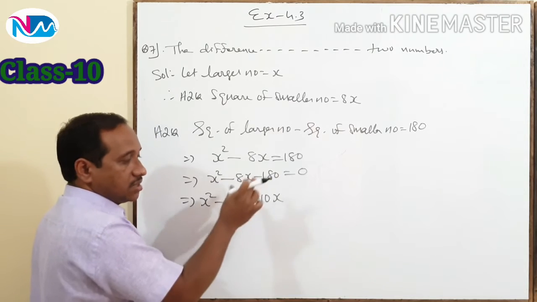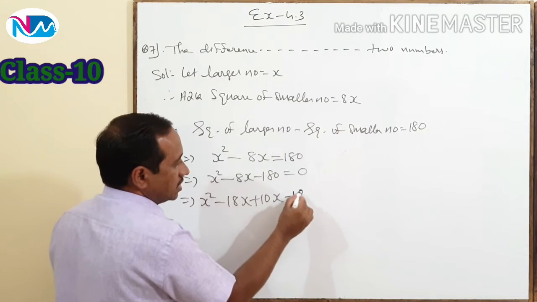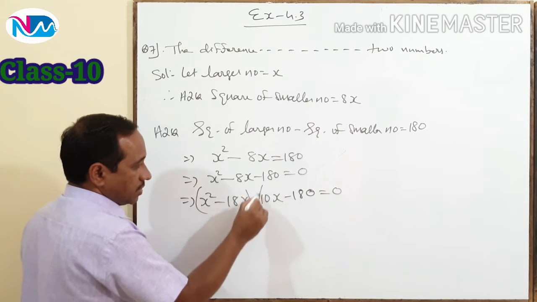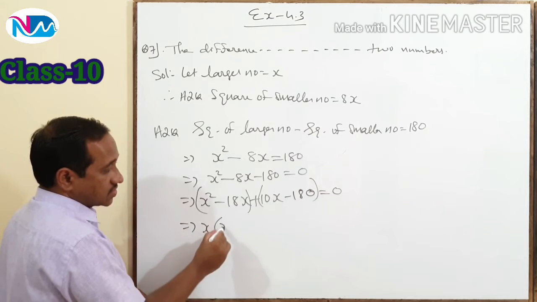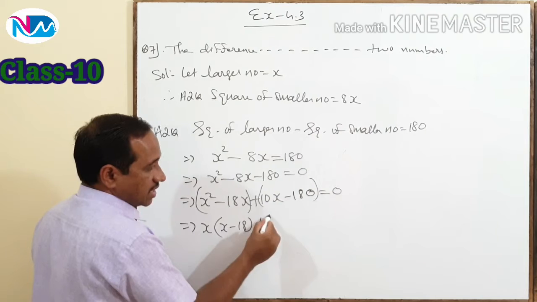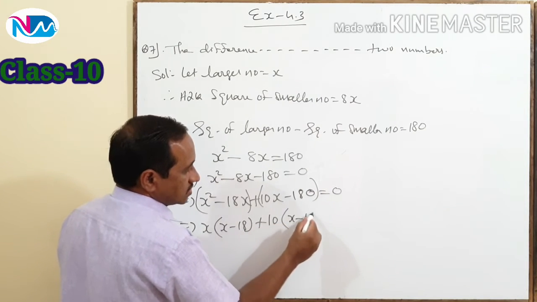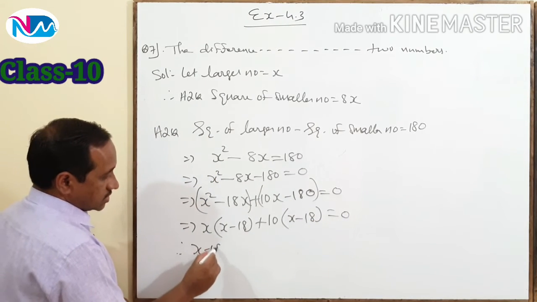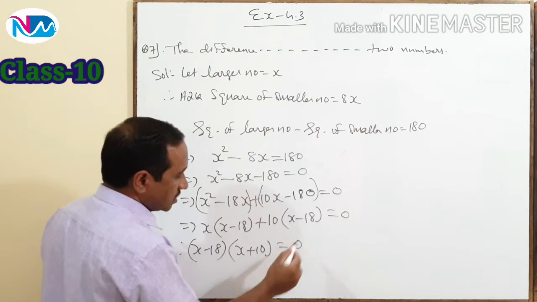10x. Minus 18 plus 10 is minus 8. Minus 18 into plus 10 is minus 180, is equal to 0. We can group directly because the bracket is given after positive sign. From the first group I take x common, x into x minus 18, plus from the second group I take 10 common, 10 into x minus 18 is equal to 0. Therefore, x minus 18 is common into x plus 10 is equal to 0.